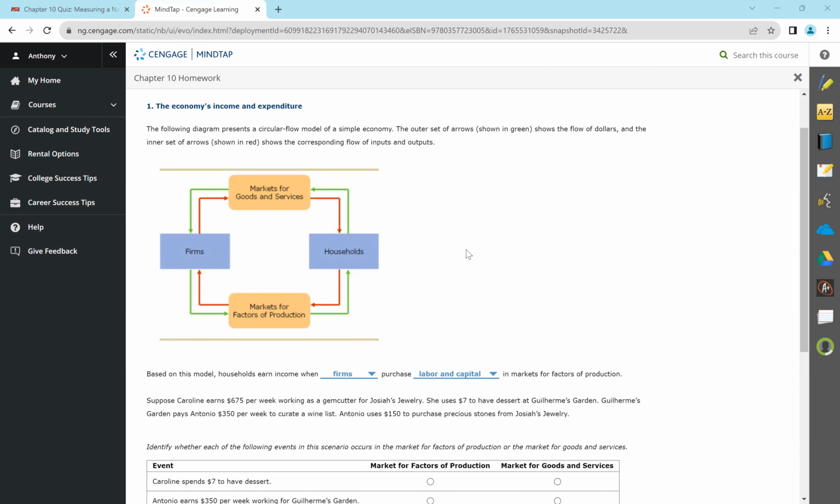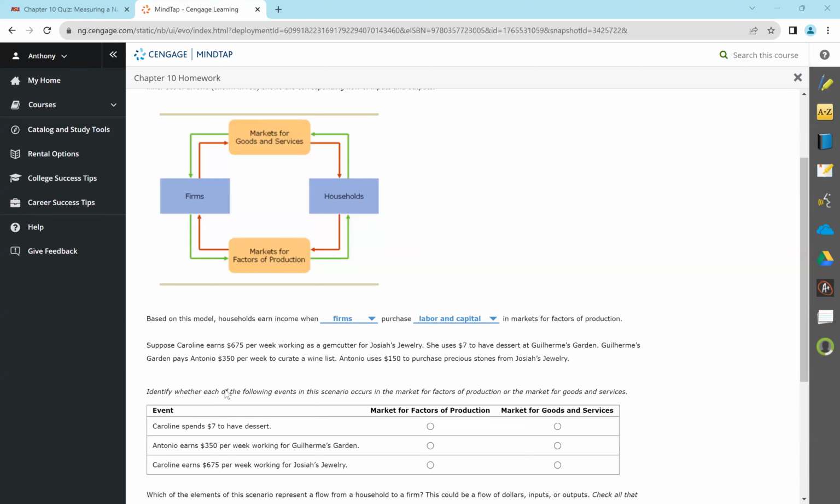Right. So the first one here is that Caroline spent $7 to have dessert. Is that a market for factors of production or goods and services? That'd be goods and services, right? The internet's saying it's this one, which I don't understand. Because getting dessert would be a good, wouldn't it? Yeah. But some of this doesn't make any sense to me. That's why, yeah, be careful here. It says it's a product market. That's over here.